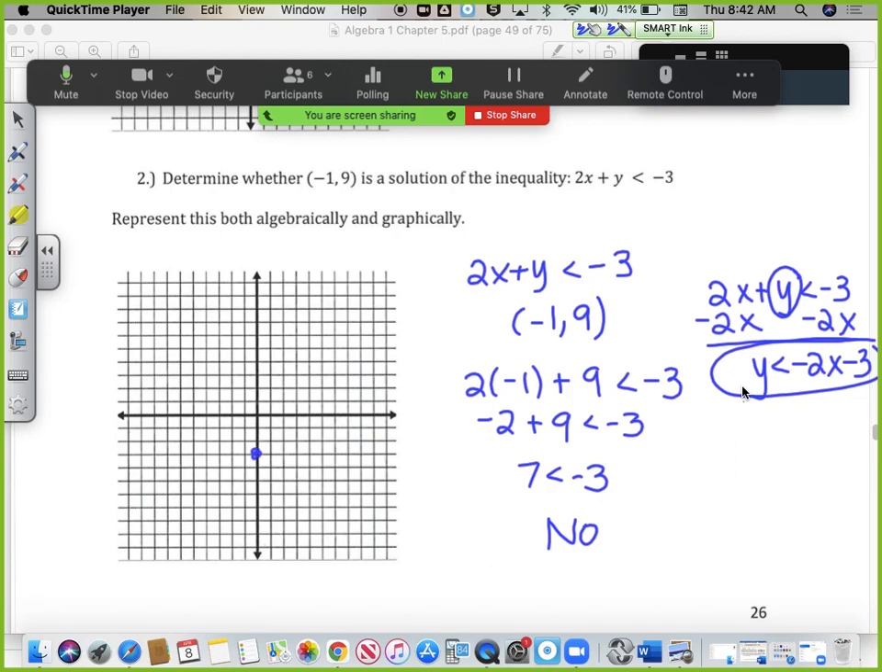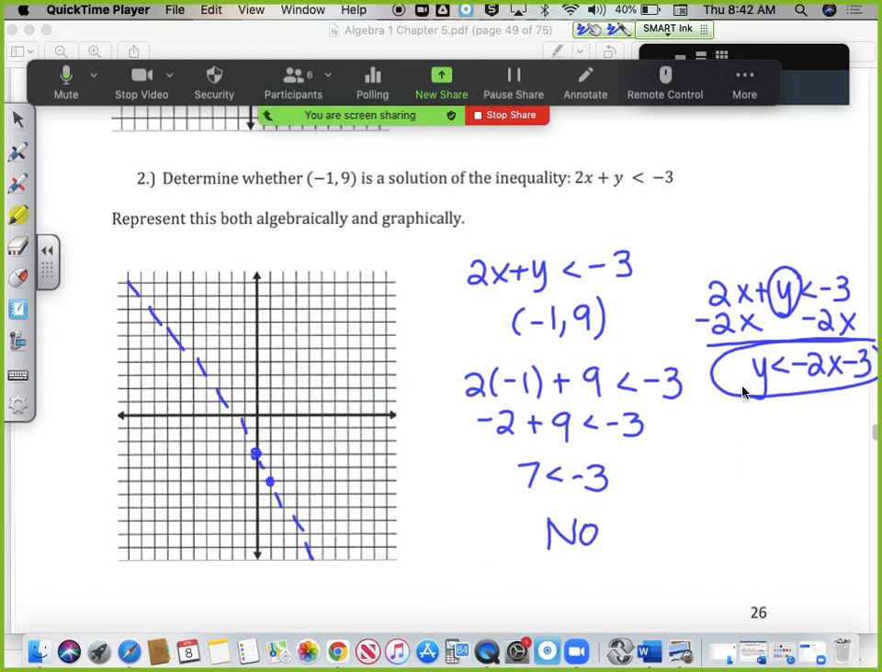And then from here, I have another -2 slope, like a lot of them have been. And then I will draw my type of line. Solid lines are for less than or equal to or greater than or equal to. Dotted or dashed are for less than or greater than. Because this is just a less than, I know that the points on this line are not solutions. So I'm just going to draw a dashed line. It's not perfect, but it'll do.